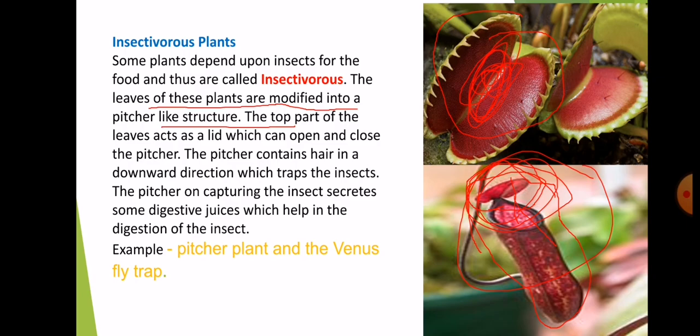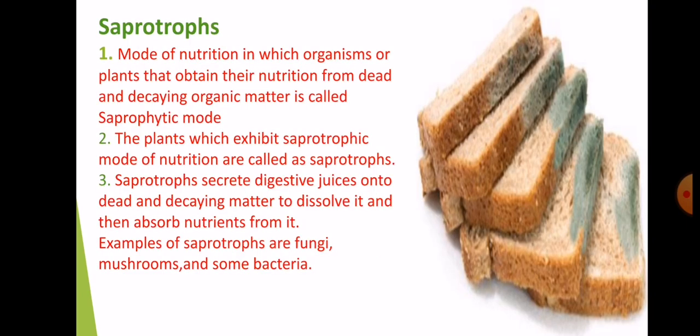So what are insectivorous plants? The plants which depend upon insects for their food are known as insectivorous plants. Examples: pitcher plant and the Venus fly trap. Understand? Now the third one is saprotrophs.